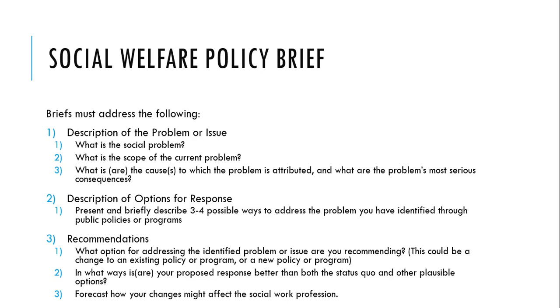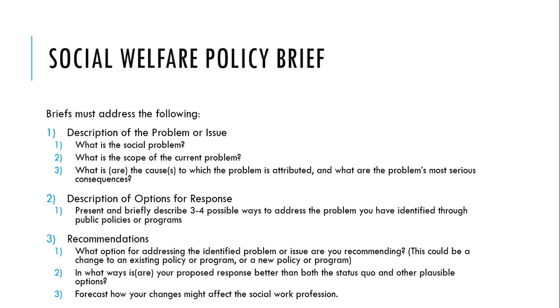Second, you're going to describe the options for a potential response. So here you're going to talk about 3 to 4 possible ways to address the problem you've identified through public policies or programs. These could be things that are already being done or that are being proposed, things that are placed on the table in public discussions. These could be things that you've identified in your discussion forum post already. These could be opportunities for getting involved in something on the level and the scale that you've identified this problem exists on.